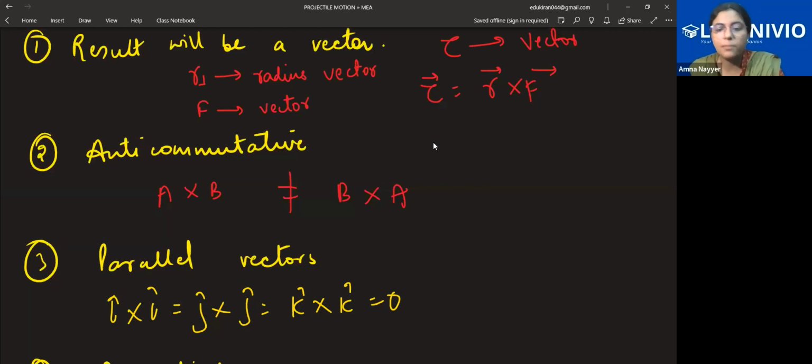Then comes the concept of parallel vectors. Parallel vectors in the dot product we had seen: I cap dot I cap, J cap dot J cap, K cap dot K cap, all these are equal to 1. Fine. But here, when we are talking about parallel vectors in the cross product, I cross I, J cross J, K cross K, all these are equal to 0. Simply 0. All right, so be careful whether you're talking about the dot product or cross product, it just changes your answer. It's 0 or it's 1.